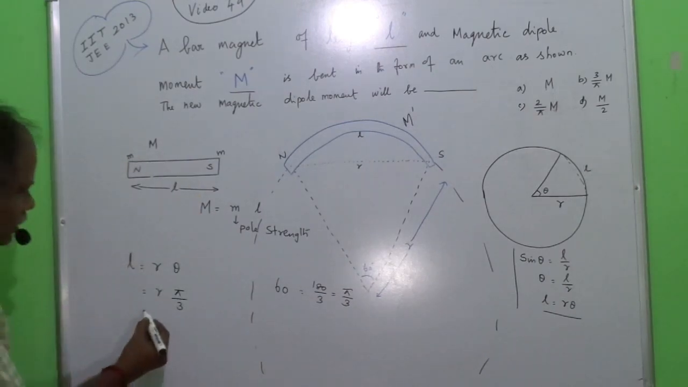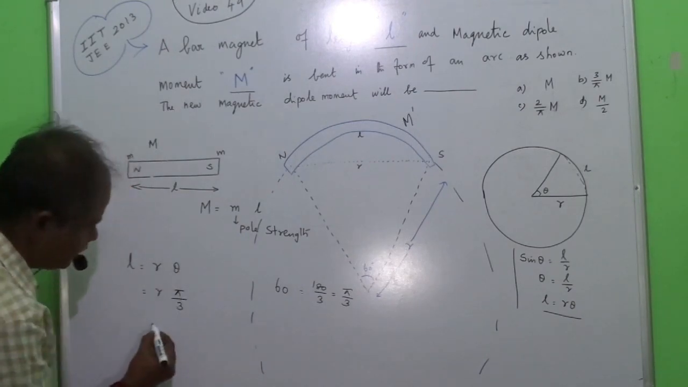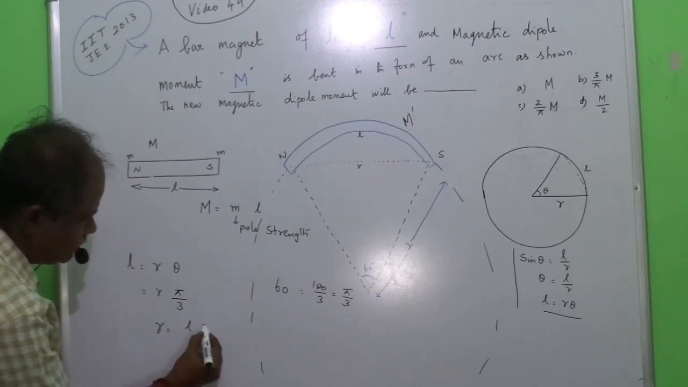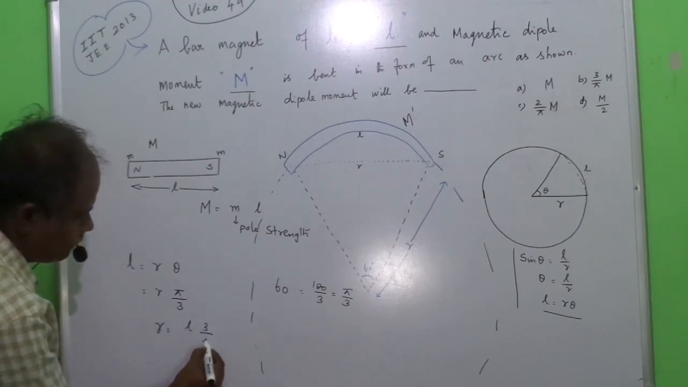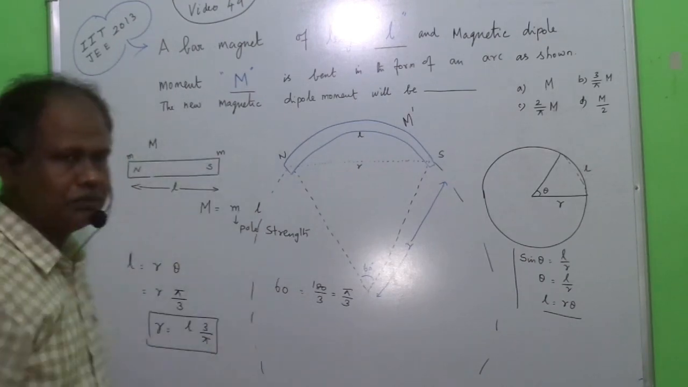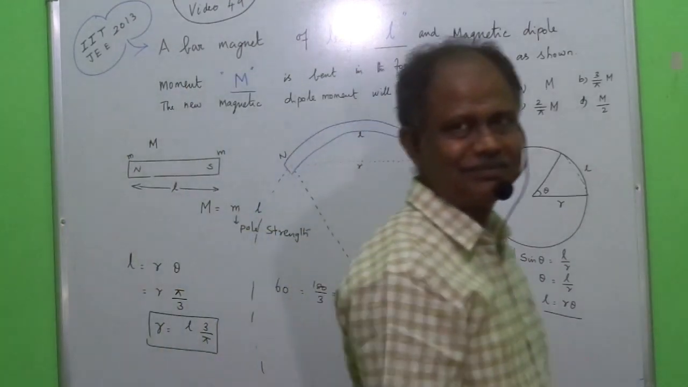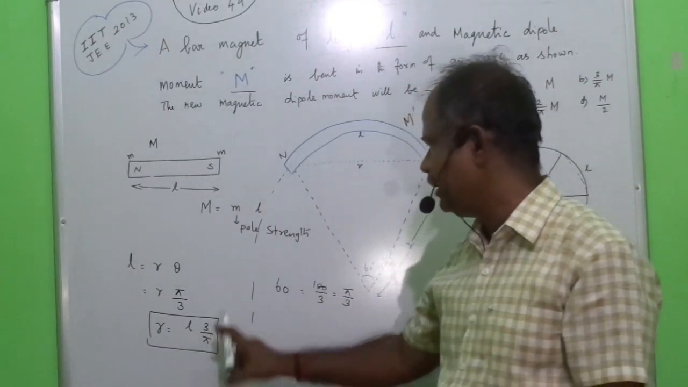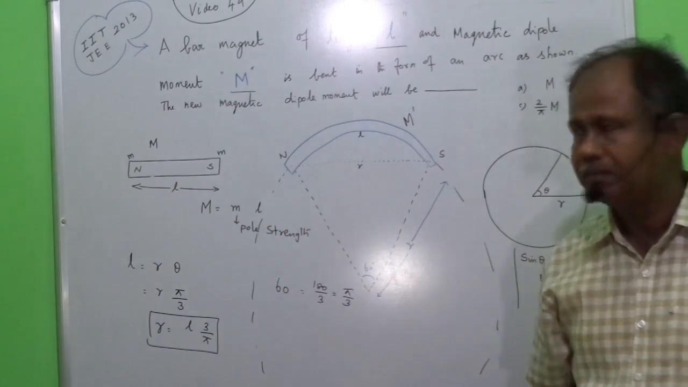Then what's the value for R? R is equal to L into 3 by pi. You know this value. R is equal to L into 3 by pi.